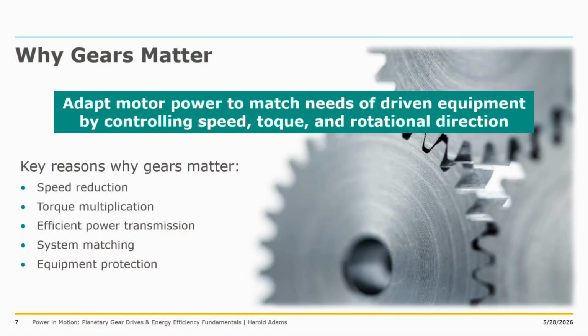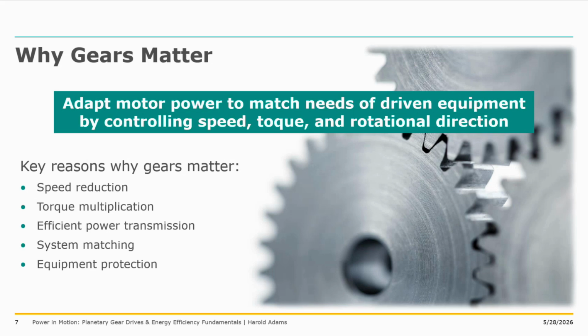Here are 5 key reasons why gears matter. The first one is speed reduction. In general, standard AC electric motors operate at relatively high speeds, so 1800 to 3600 RPM respectively, while many equipment applications such as pumps, mixers, or conveyors require much lower operating speeds. Gears reduce output speed to the optimal level for the specific application and the equipment requirement.